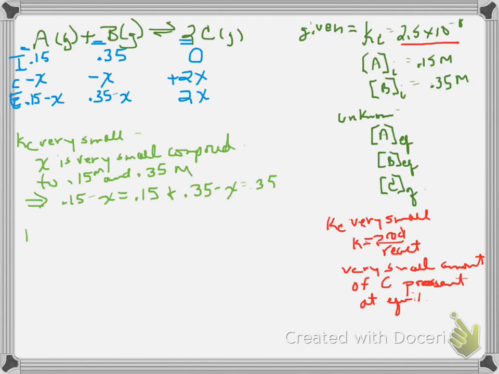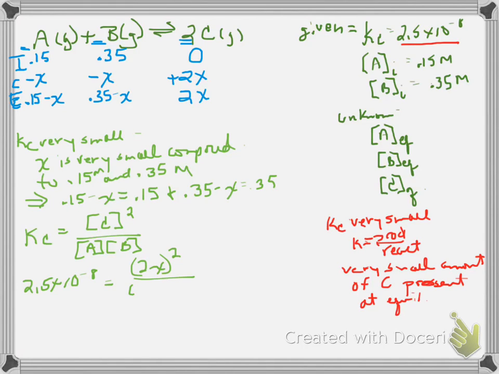Okay. So the expression for Kc is the concentration of C squared over the concentration of A times the concentration of B. Well, Kc is 2.5 times 10 to the negative 8. That's going to be equal to 2x squared over 0.15 times 0.35. Solving this equation, x is equal to 1.81 times 10 to the negative 5.